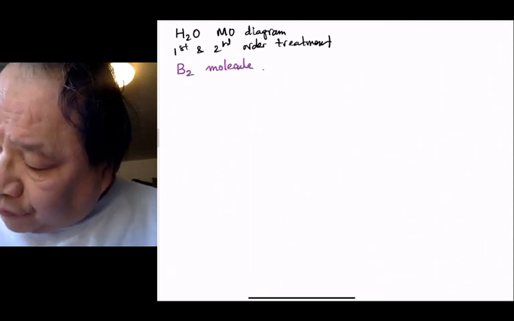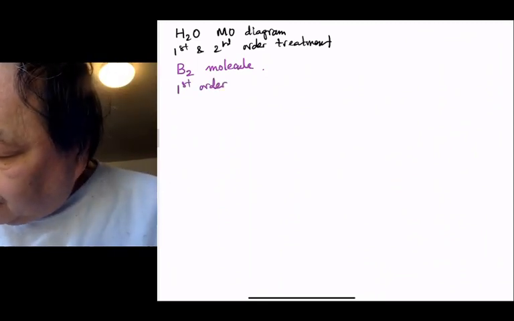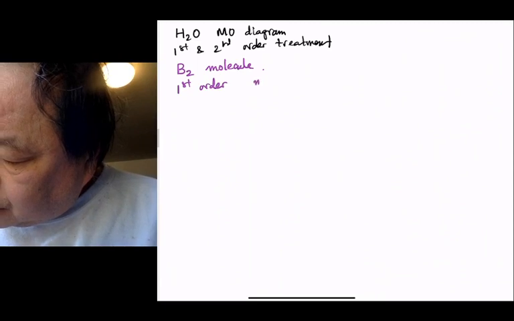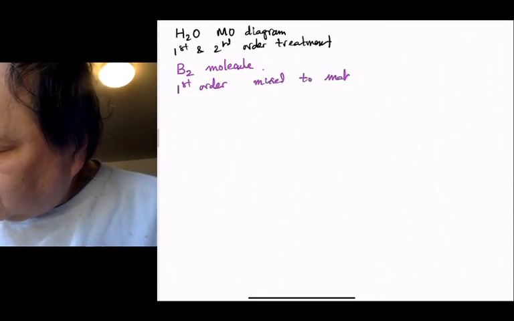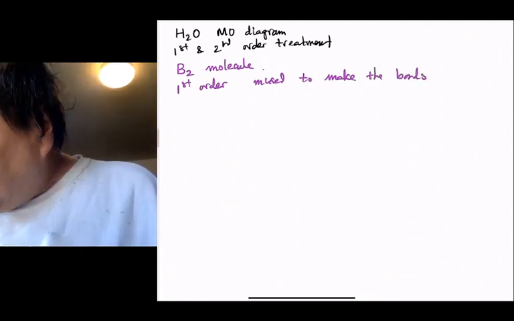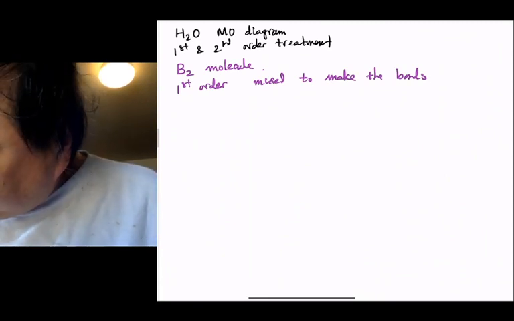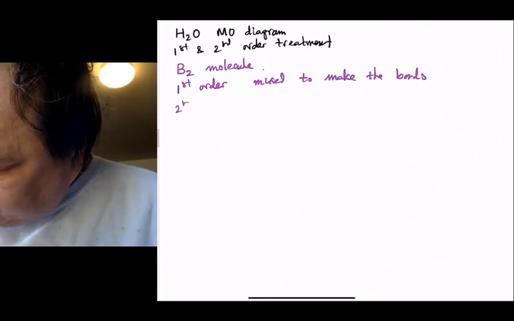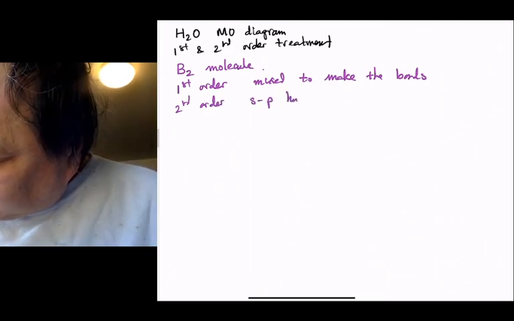In that case, the first order mixed to make the bonds, and the second order carried out the sp hybridization.